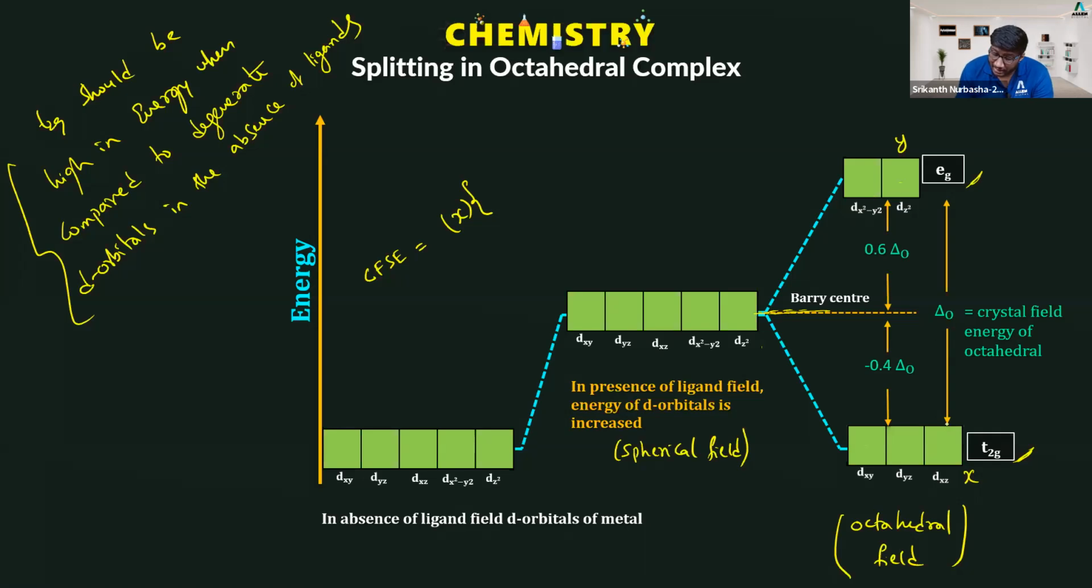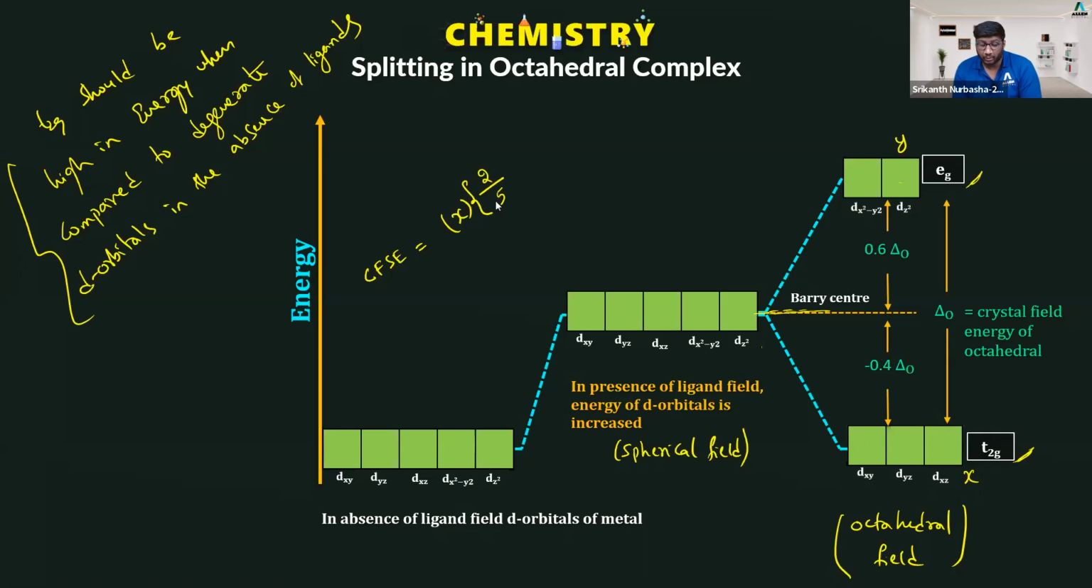Whatever the decrease in the T2G energy, that should be compensating the increase in the energy of EG, or not? What will be the decrease in the T2G energy? That should be compensating the increase in energy by EG. So how much is increased in the EG? Out of 5 orbitals, 2 orbitals have been raised. So 2 by 5.